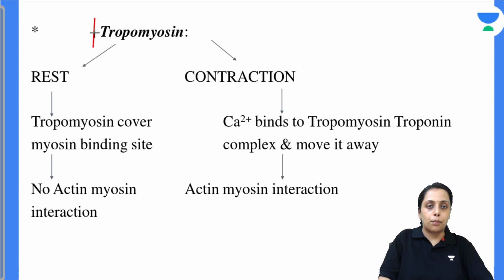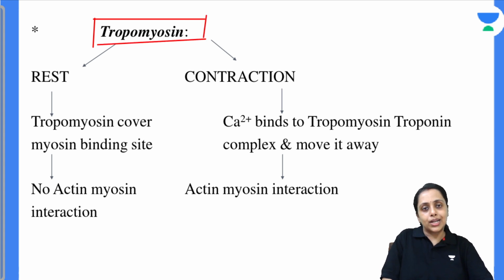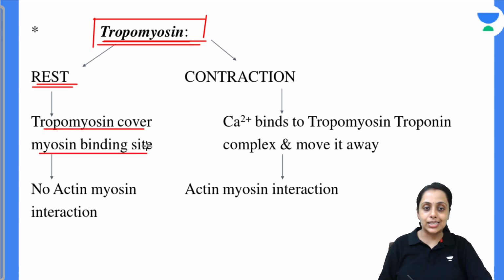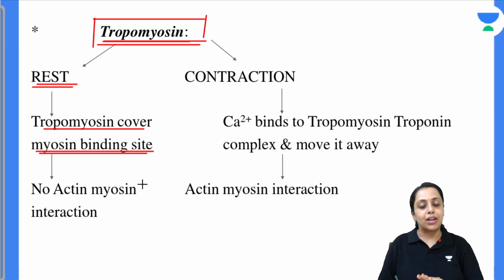First coming to tropomyosin. What is the role of tropomyosin? During the resting condition, tropomyosin usually covers the myosin binding site. This myosin binding site is present in our actin filament, and it is usually covered by tropomyosin. So what happens? Due to covering of this site, there is no actin and myosin interaction.